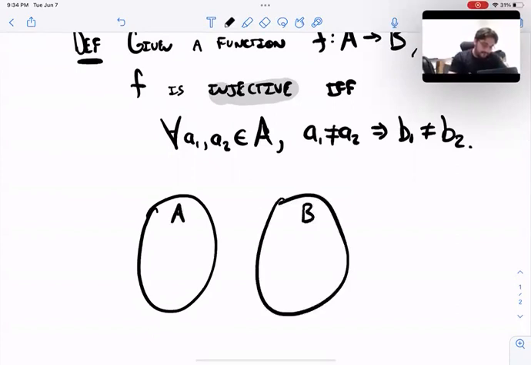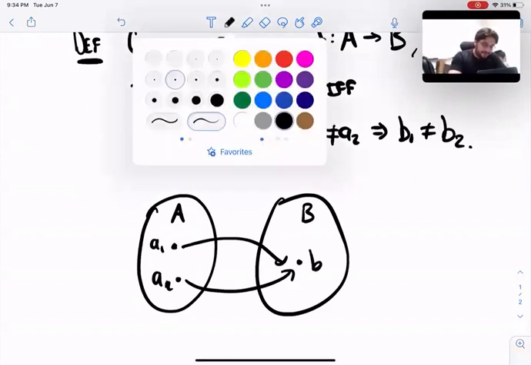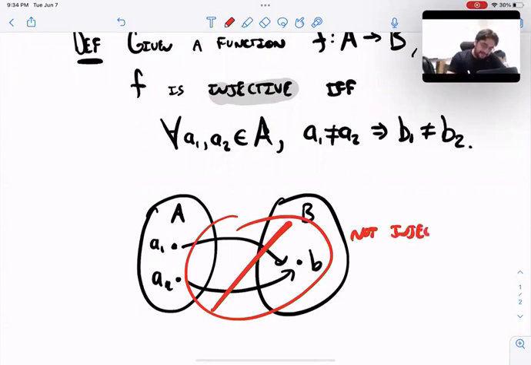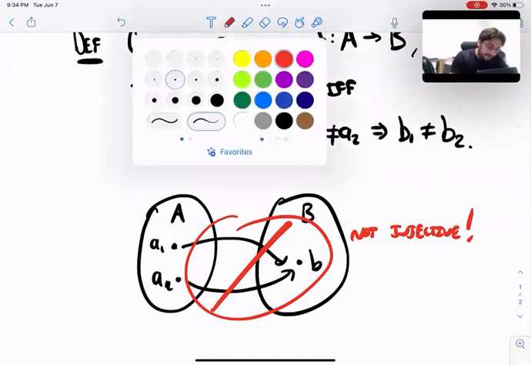Meaning, if you have A and you have B, and you have different elements, A1 and A2, those are not allowed to go to the same element B, right? This would be not injective, right? Because I have two different elements in the domain going to the same element in the codomain, right? So this would be a failure to be injective. That each element in the domain gets mapped to a different element, to its own special element in the codomain, right?